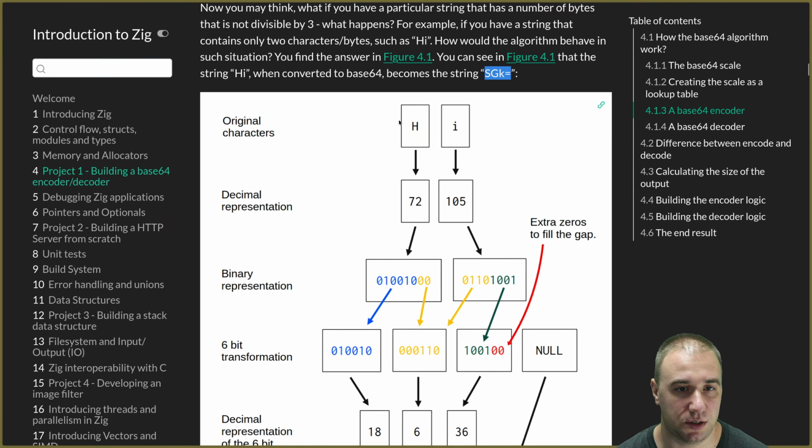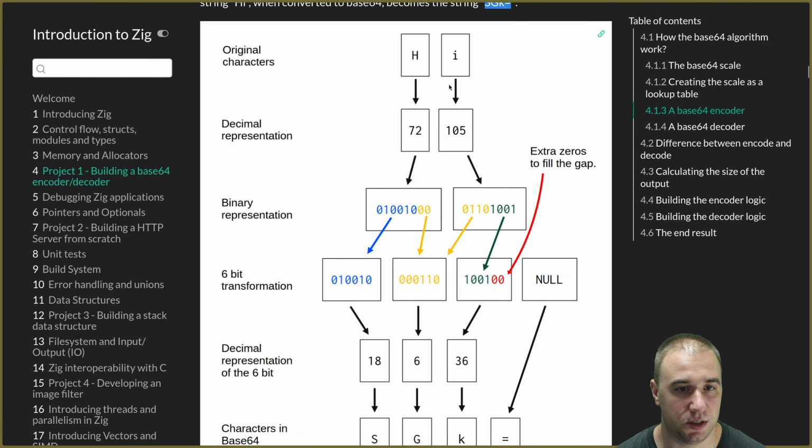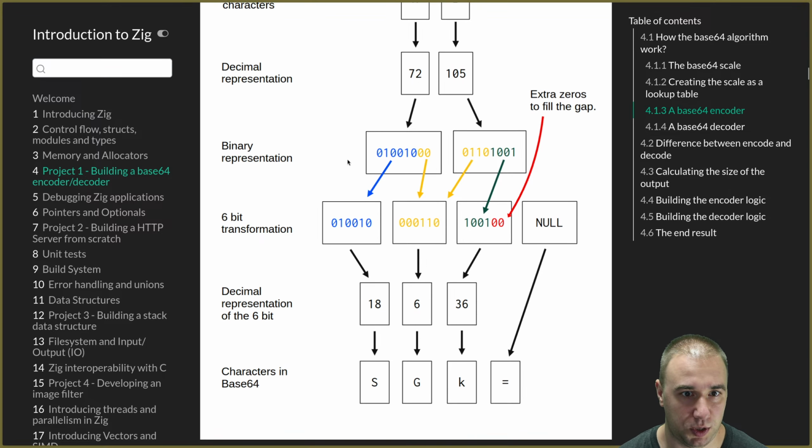So we have original characters, H and I. Each one is converted to its decimal representation, right? Binary representation is this and that. So we're going to be doing binary stuff. Yay. A 6-bit transformation. Bam, bam, bam.